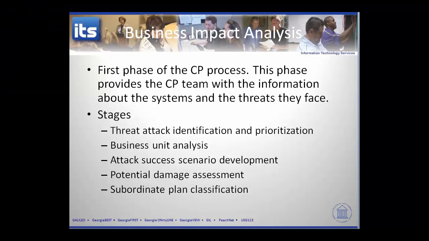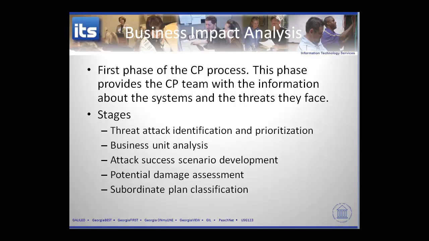Look at what the possible attacks are. What is an attack success scenario? But really, that's sitting around a table and figuring out if you were the bad guy or bad girl and you were trying to attack, how would you do that? How would you come in and launch an attack against the organization? If that attack was successful, what's the potential damage associated with it?